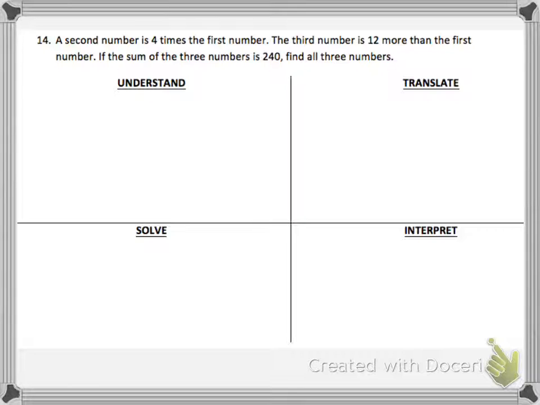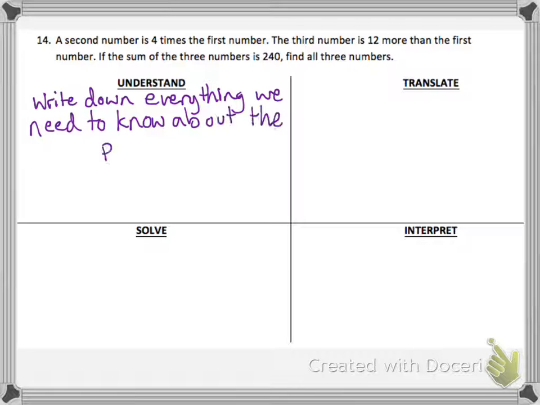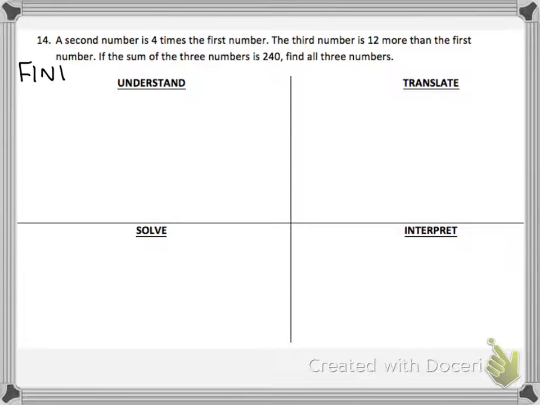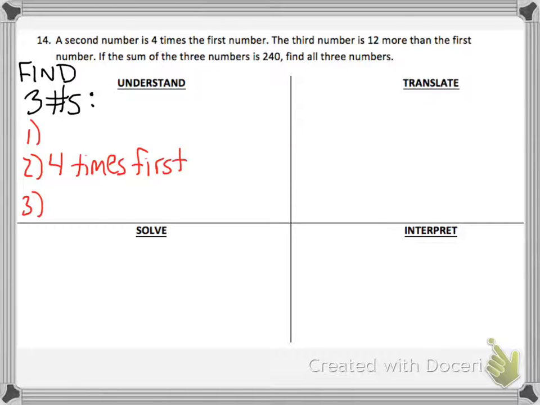To do word problems in intermediate algebra, we've used this chart before. So let's review briefly what we're going to do in the first step. In our understand step, we want to write down everything we need to know about the problem. So we want to reread the problem and make sure we pull out all of our important information. The first thing we need to know is that we're finding three numbers. We don't know yet what the first number is, but we do know that the second number is 4 times the first, and we also know that the third number is 12 more than the first.